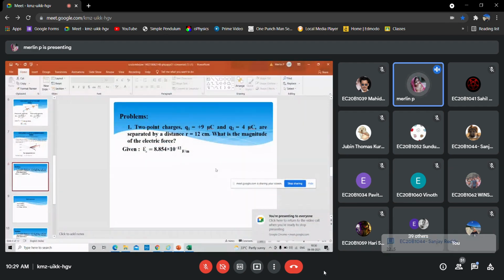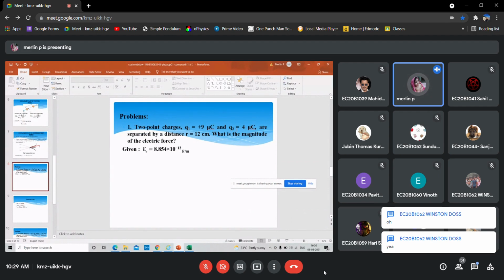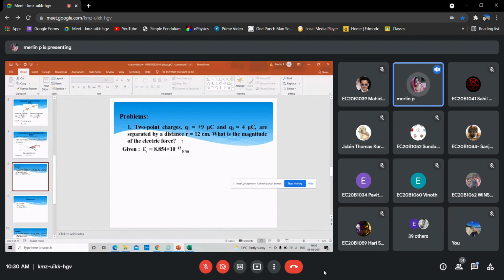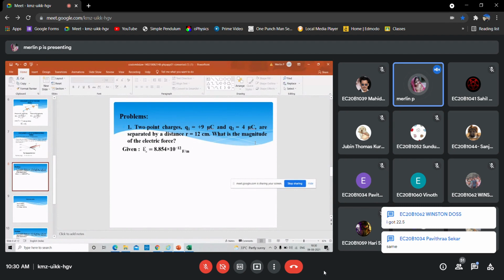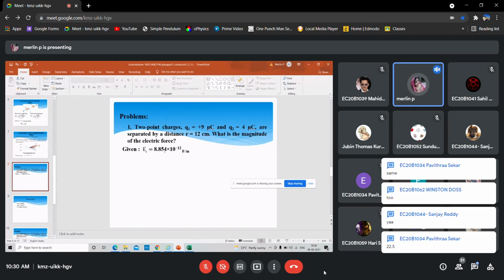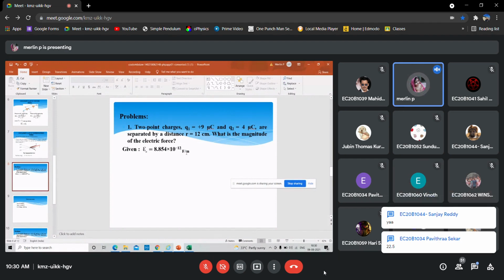Okay, what is given in the problem? Two point charges Q1 and Q2 are placed at a distance of 12 centimeter away. What is the magnitude of the force they are asking? Magnitude means the scalar force. They have given the permittivity epsilon naught value as 8.854 into 10 power minus 12 farad per meter. So what is the formula for force? Can anyone tell?